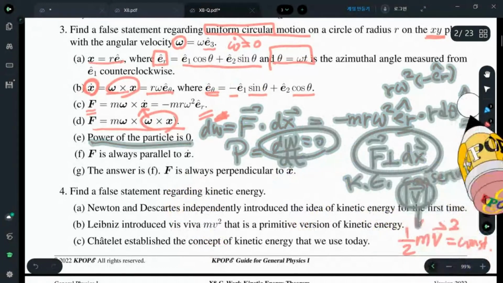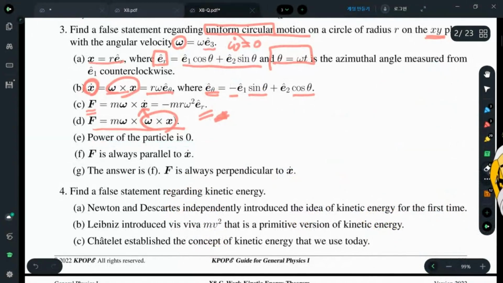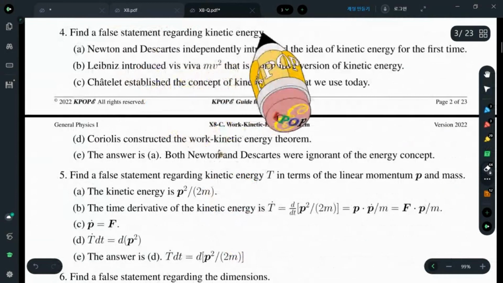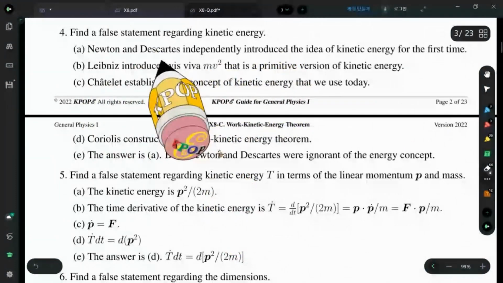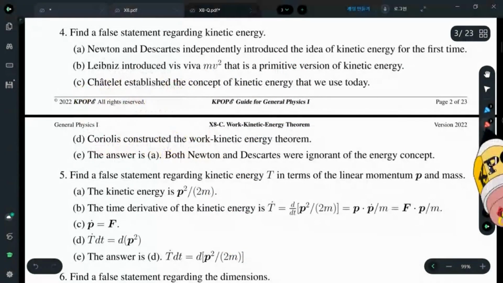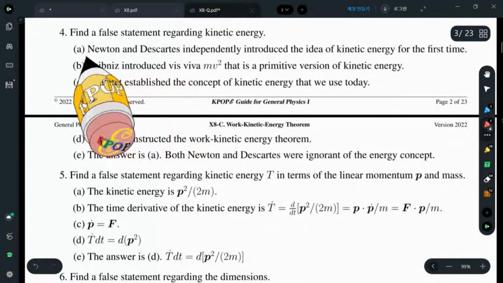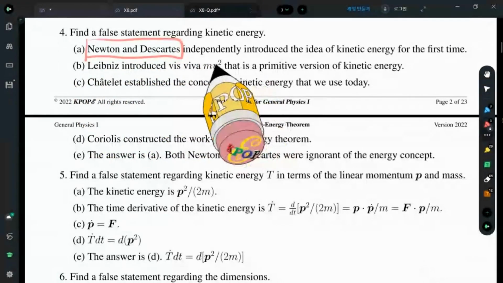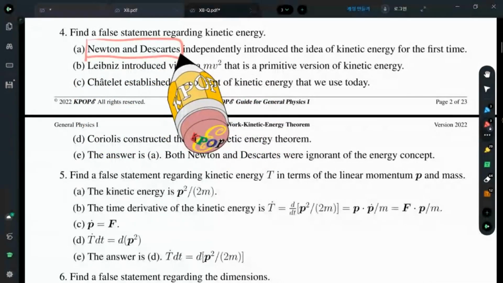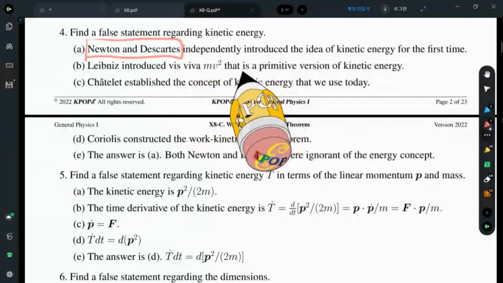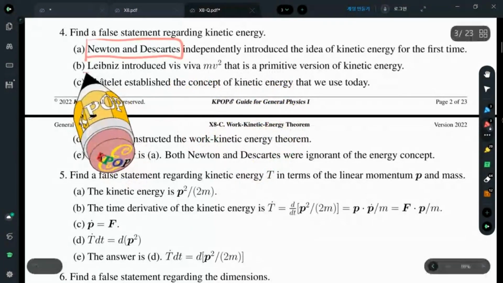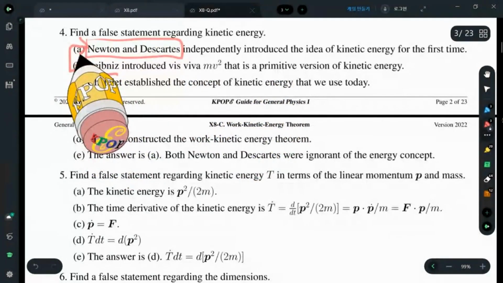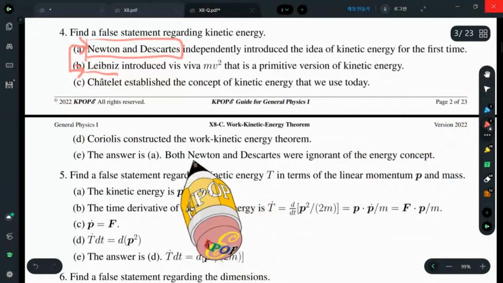Number 4. Find the false statement regarding kinetic energy. Newton and Descartes did not know. Although they are very famous, they were ignorant of energy. The energy concept was developed very, very late. You know, Leibniz and Newton were of a similar stage. They lived at the same time.